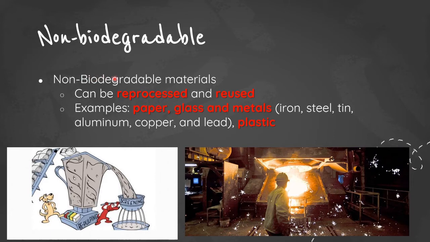Now, non-biodegradable materials can be reprocessed and reused. For example, repulping paper, glass and metals, such as iron, steel, tin, and also plastic.